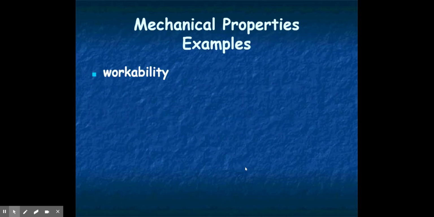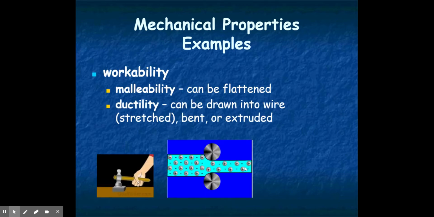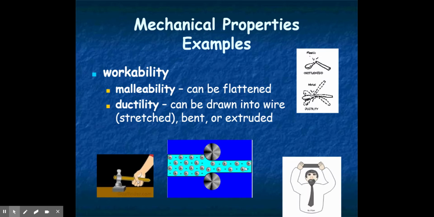One of the things we want to talk about is workability. And workability is not a singular mechanical property. It is a combination of malleability and ductility. So malleability is basically how well you can flatten it, how well you can shape it with, say, a hammer. How well can you beat it out into a shape without it just being destroyed? And ductility is the ability to be drawn out or be pulled, stretched, extruded, those kinds of things.